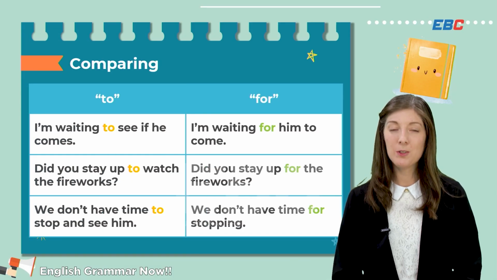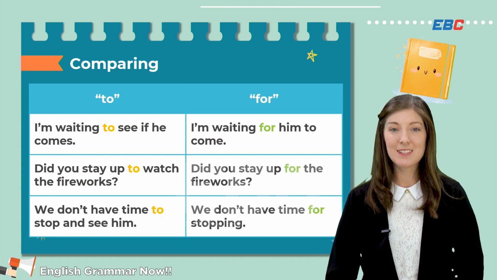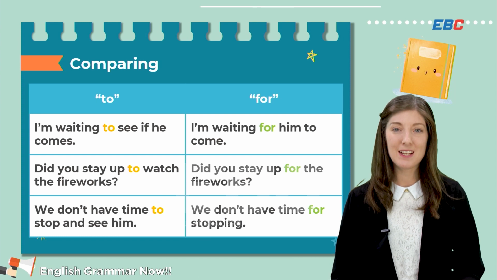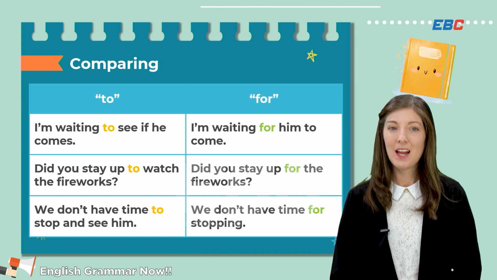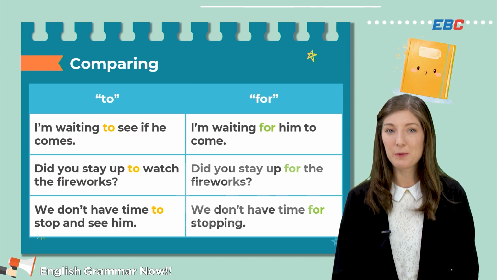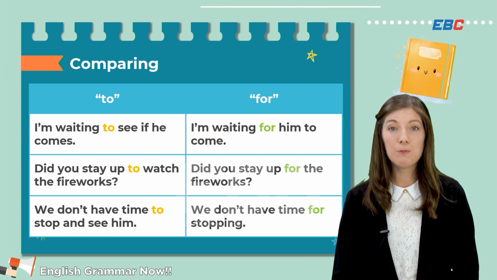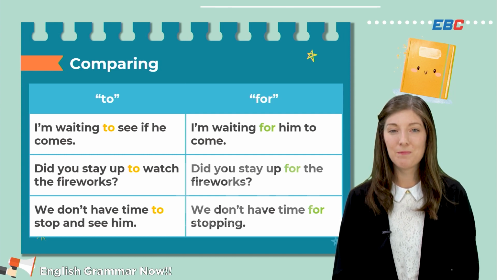So let's compare using to and using for to add a reason into our sentences. Here's some side-by-side sentences that have a similar meaning. On the to side, I'm waiting to see if he comes. I'm waiting for him to come. Here's another example. Did you stay up to watch the fireworks? Did you stay up for the fireworks? And one more example. We don't have time to stop and see him. We don't have time for stopping.